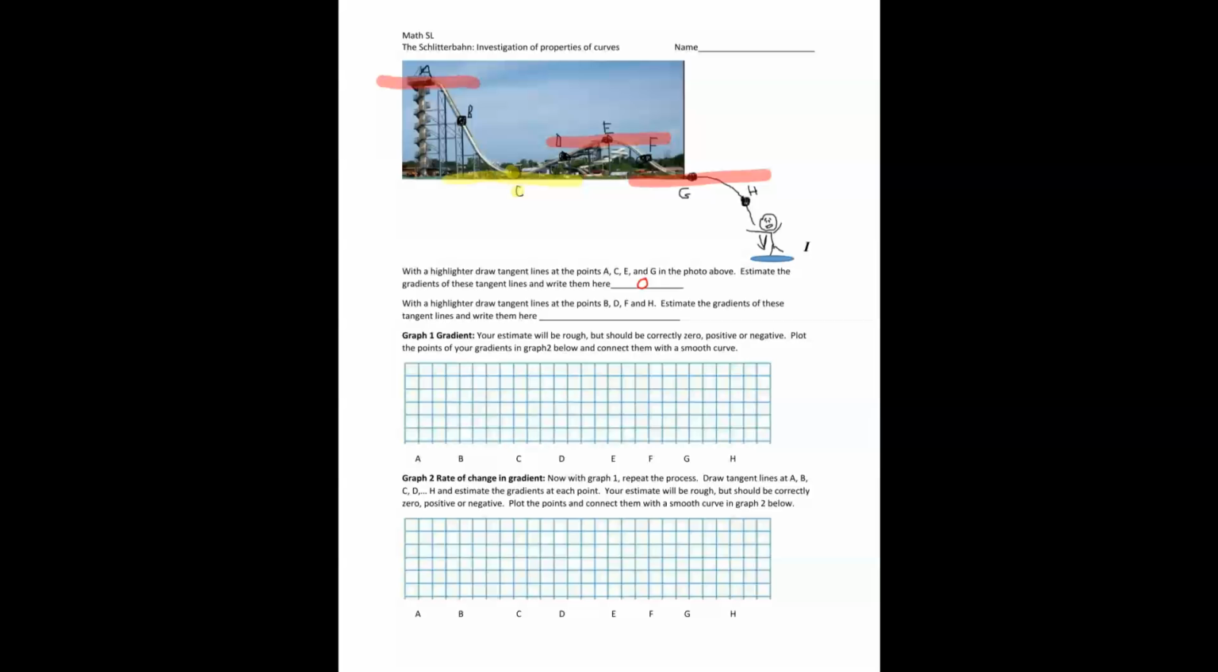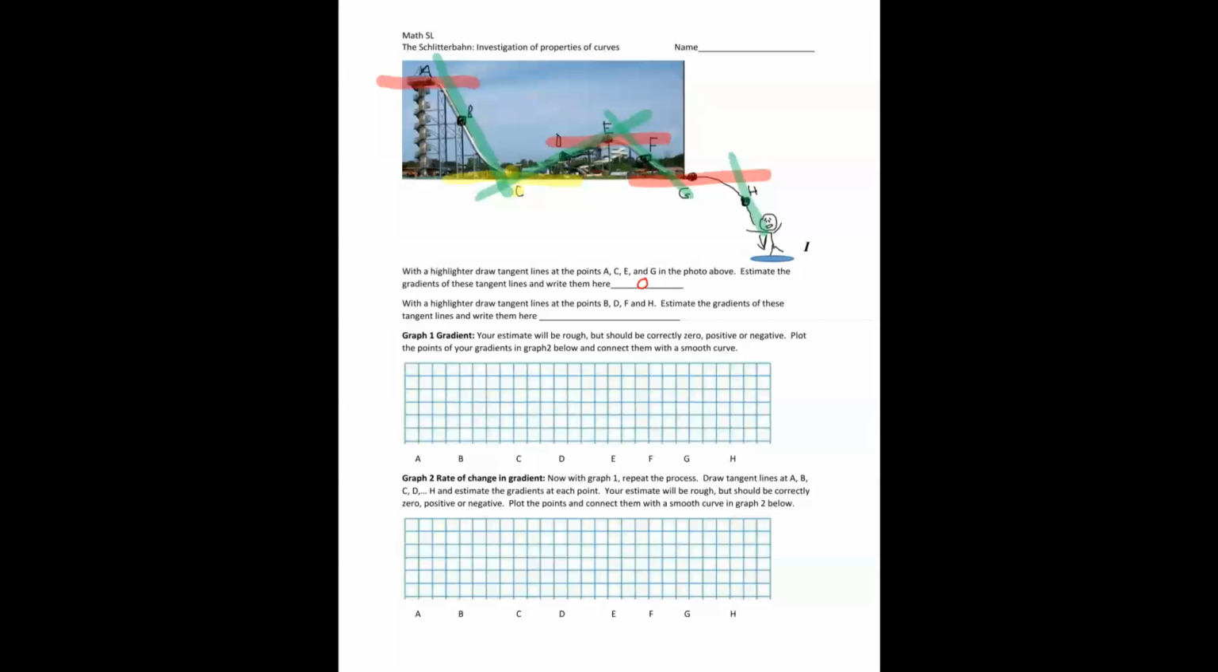Right, with a highlighter, draw tangent lines at B, D, F, and H. Okay, so let's change it to green here. B, D, F, and H. So B, you can see, is kind of slanted like that, right? B. D is kind of like that. F is kind of like that. And H is kind of like that, right? Okay.